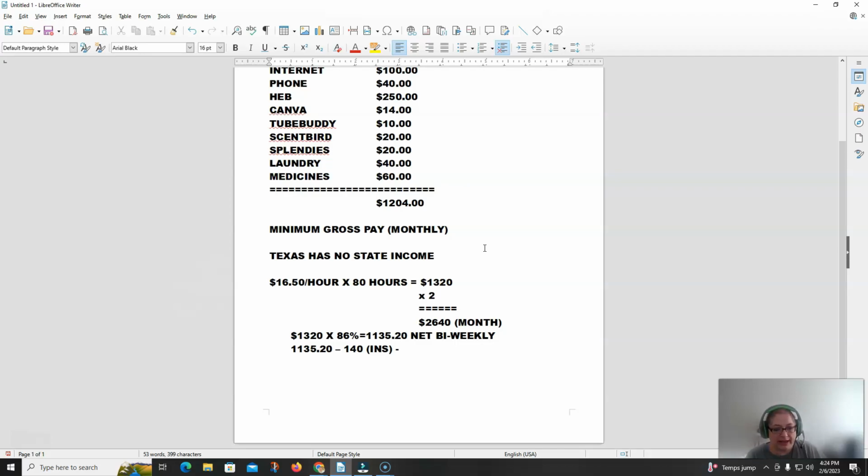So what we're going to look at, my 401k is going to be 5%. So it's going to be $132 a month. So 66, because I'm doing 5%. Okay, so we have our $1135.20 minus $140 for insurance minus 66 for that, and that leaves me $920. Okay, so that leaves me that much after deductions.